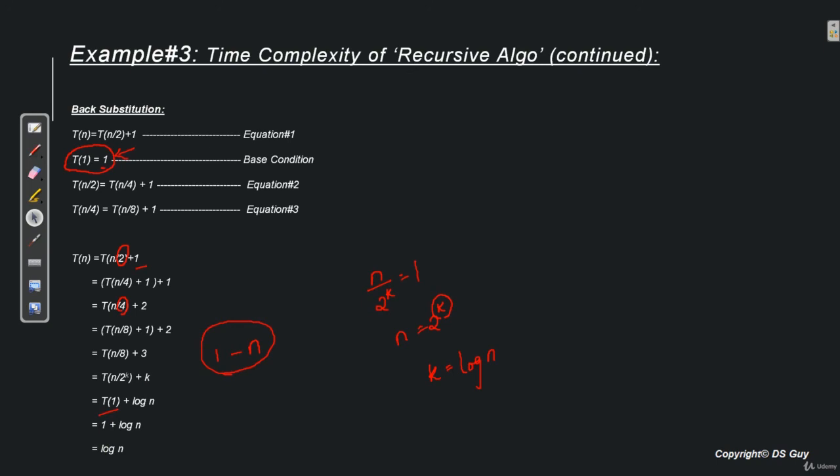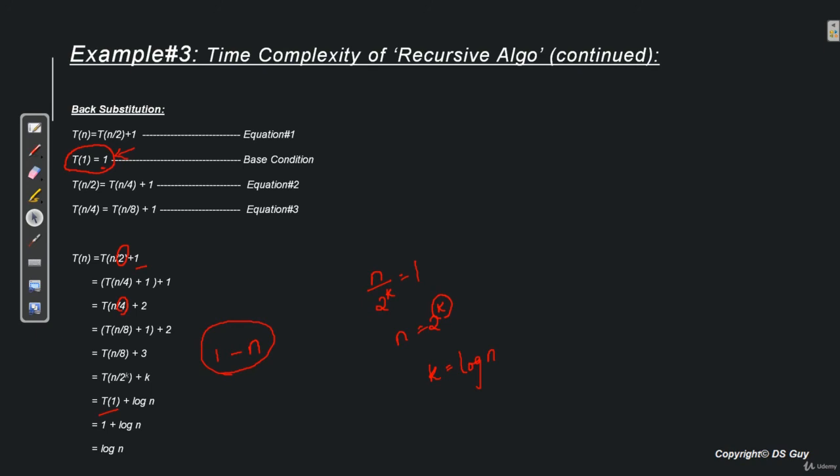What we do is very simple. First of all, we find equation 1, then we find the base condition, then we find equation 2 which is derived from equation 1, then we find equation 3 which is derived again from equation 2, and then we do some arithmetic and we finally end up with our result. So this method is called back substitution.